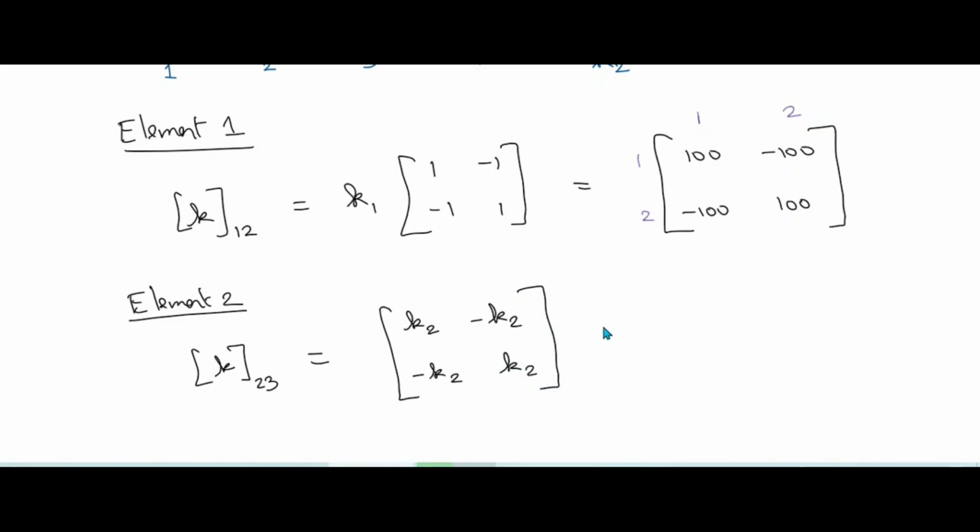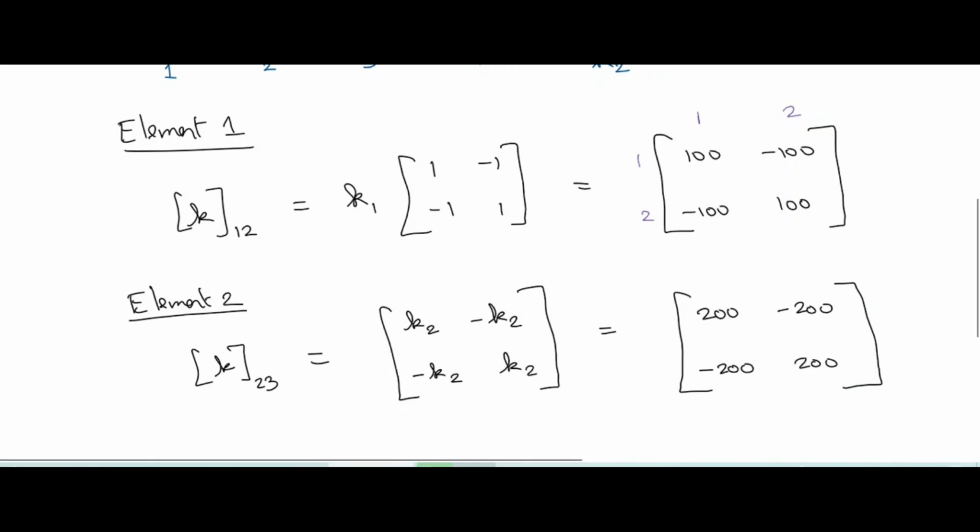So you know that K2 value is 200. In that case, I can write it as 200, minus 200, minus 200 and 200. The address of this particular matrix is connecting nodal points 2 and 3. In that case, this will be 2, this will be 3, similarly this will be 2 and this will be 3.